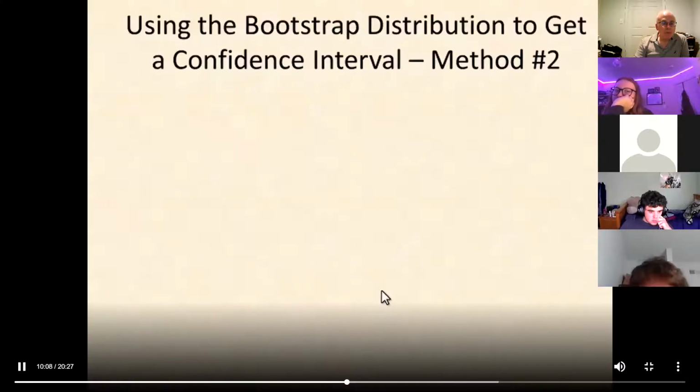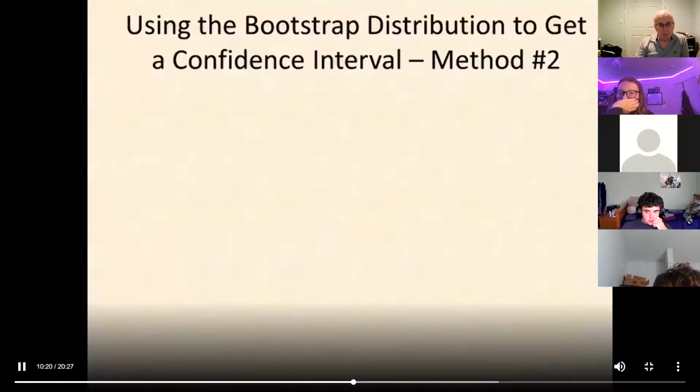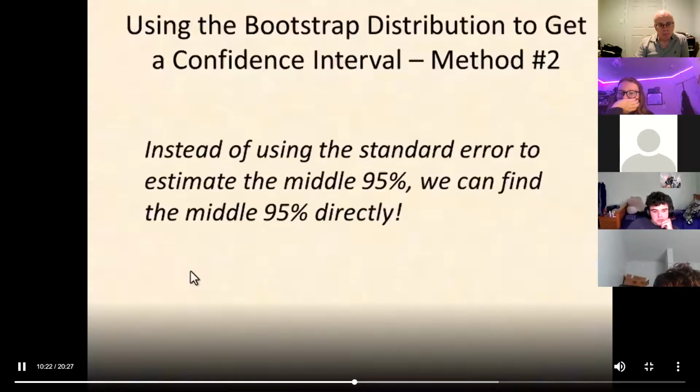There's a second method to use the bootstrap distribution to get a confidence interval. And so let's go back over to StatKey to find that. Actually, let me click one more time here. Instead of using the standard error to estimate the middle 95% from the empirical rule, we can find the middle 95% directly, since we have all of those bootstrap sample means stored.